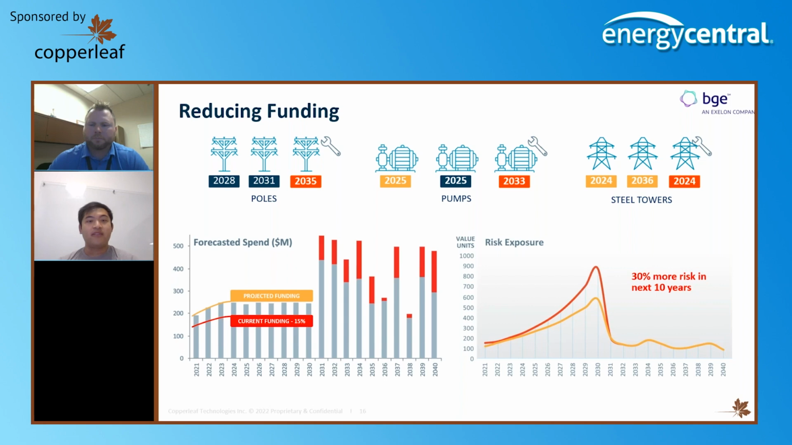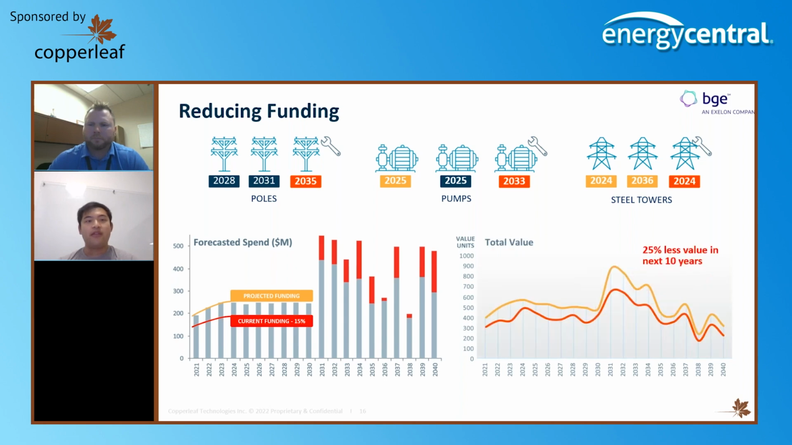This also translates back to value. We see that with a 15% reduction in funding, we see 25% less value over the next 10 years. That means we're disproportionately reducing our funding, and this gives you a case to maintain your current level of funding to maintain your assets.